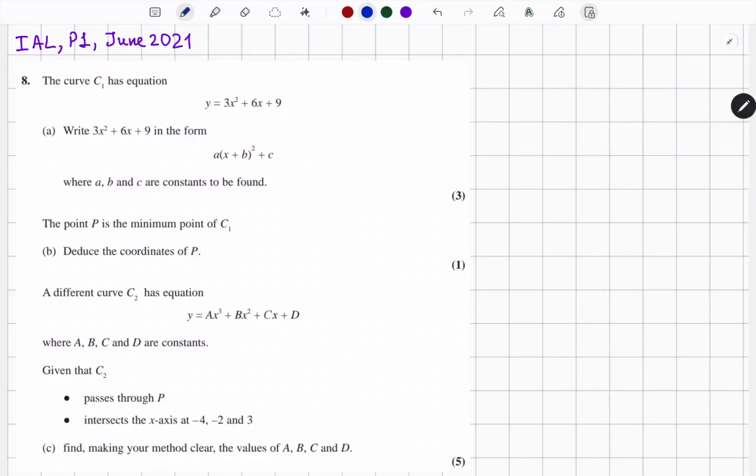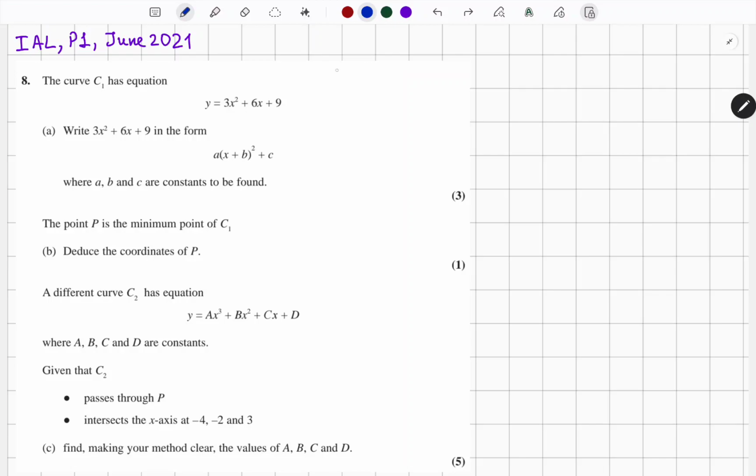Hi people, in this video we consider the famous international A-level Pure 1 exam, June 2021. It's question number 8. The curve C1 has equation y equals 3x squared plus 6x plus 9, so it's a parabola. Part A of the question asks to write 3x squared plus 6x plus 9 in the completed square form, where a, b, and c are constants to be found.